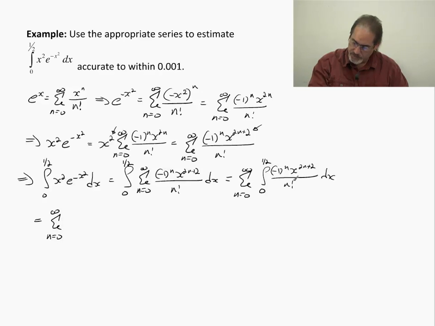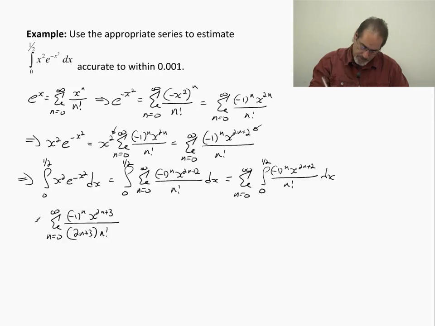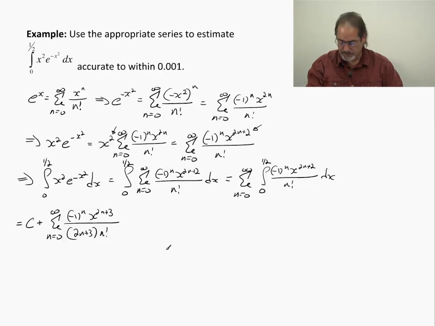Take the antiderivative of this. I will have negative 1 to the n x to the 2n plus 3 over 2n plus 3 times n factorial, plus some constant of integration. Well, actually, I don't need that constant, do I? Because this is a definite integral.